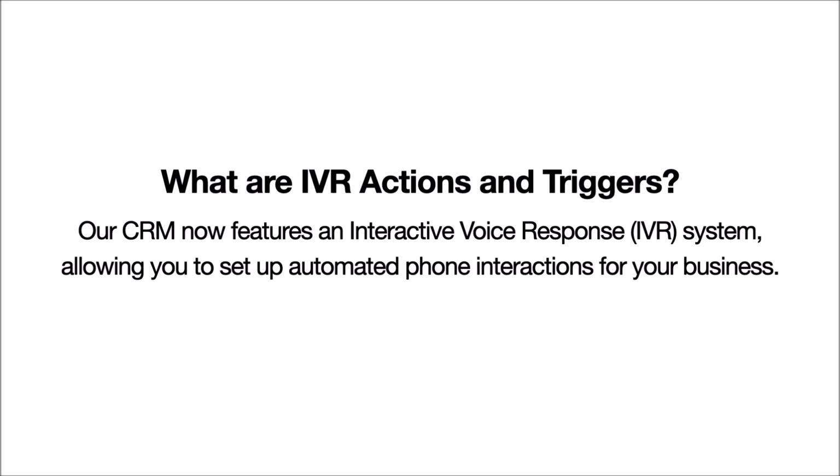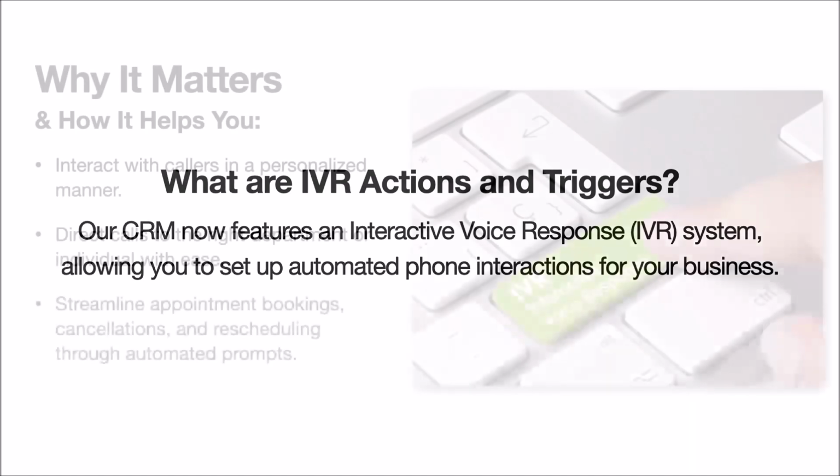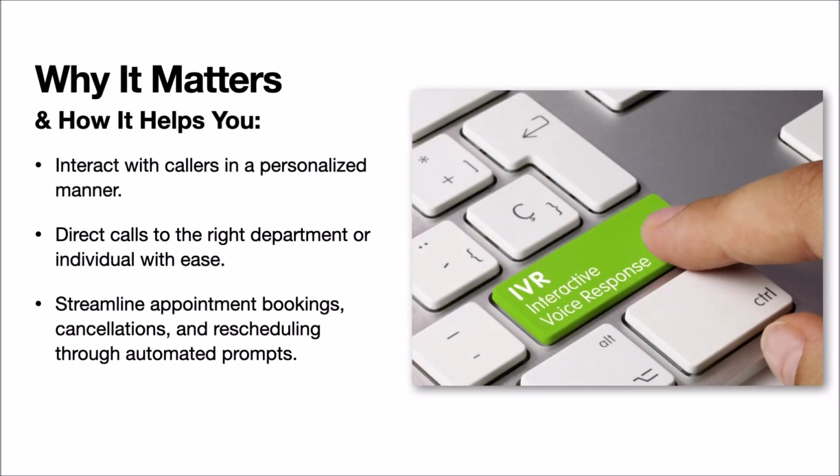Well, our CRM now features an interactive voice response system, which is referred to as IVR. And this is going to allow you to set up automated phone interactions for your business. If you're not familiar with what IVR is, this is basically a feature that when a business or a person calls your phone number through our CRM, you are now going to be able to give them the option to push 1, push 2, push 3, etc., and get them to the right department or person that they want to work with.